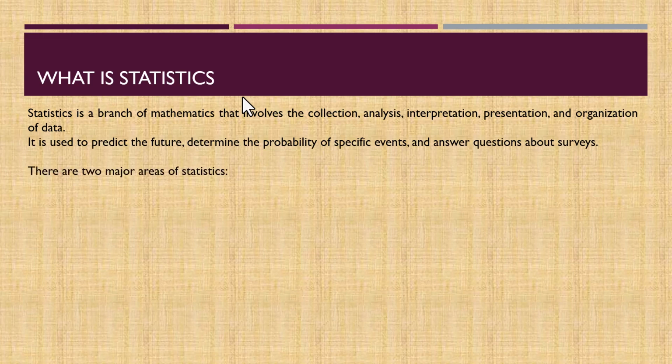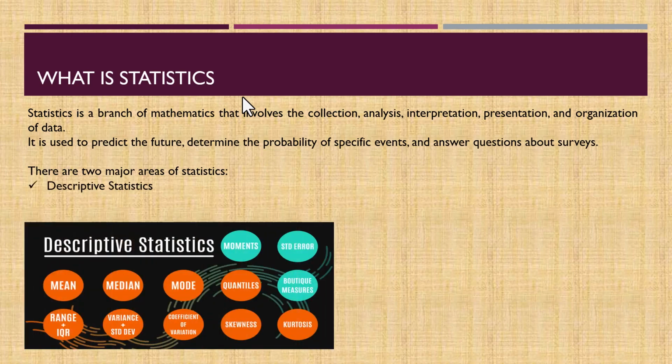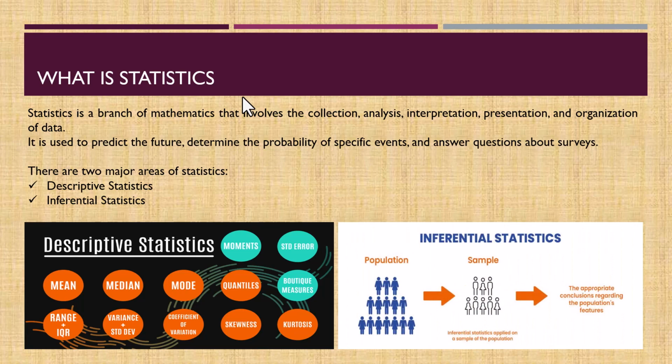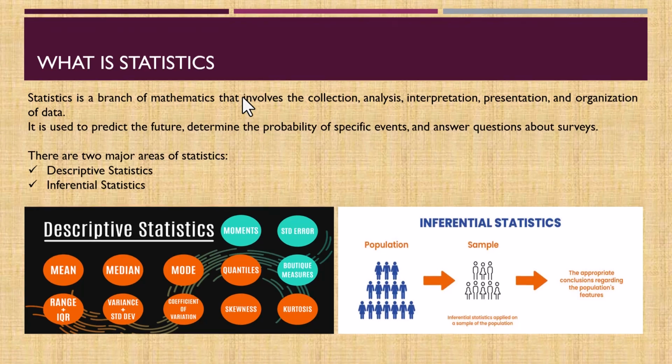There are two major areas of statistics which include descriptive statistics. Descriptive statistics can be in form of the mean, median, mode, quartiles, standard errors, ranges, variances, standard deviation, and more. It also has inferential statistics. Let's dive deep into the different areas of statistics.